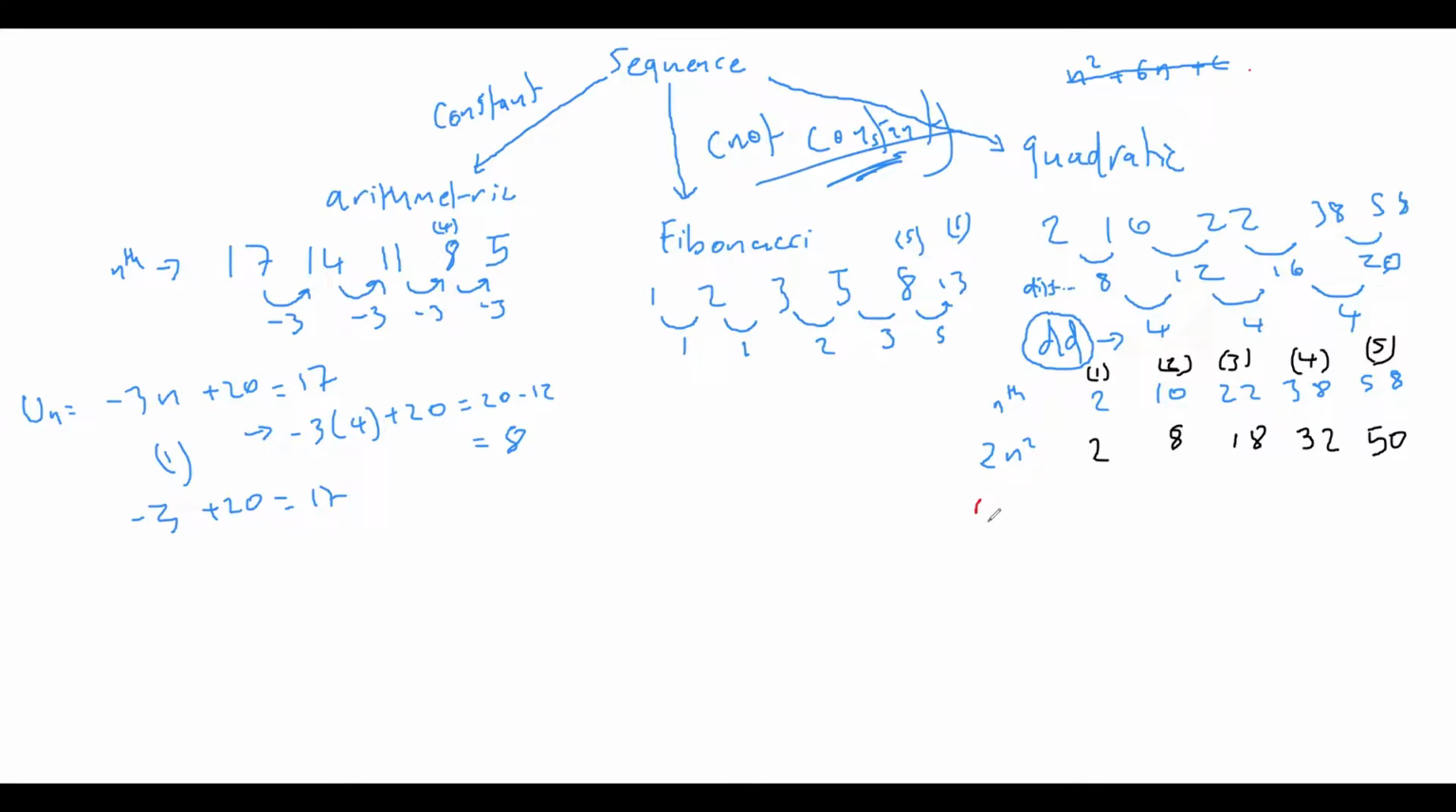And then from there, we have the nth term minus 2n squared. Why am I doing that? I'm trying to remove the squared factor from the nth term to make it linear. So the first term is going to be 0, the second term is going to be 2, the third term is going to be 4, because 22 minus 18 is 4. The fourth term is going to be 6, and the fifth term is going to be 8. Now this is a linear arithmetic sequence.